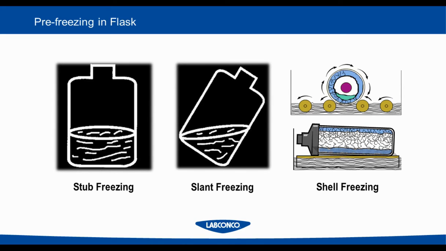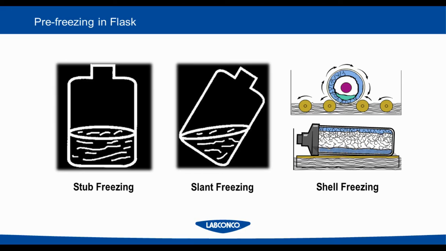There are different ways to pre-freeze. Stub freezing limits the surface area and is not the preferred method to pre-freeze samples in flasks. Stub freezing can put stress on a flask, especially during dynamic temperature changes. This method is best for serum vials on a tray dryer. Slant freezing is a preferred method of freeze drying over stub freezing in flasks. Slant freezing provides a large surface area and decreases the freeze-dry runtime.